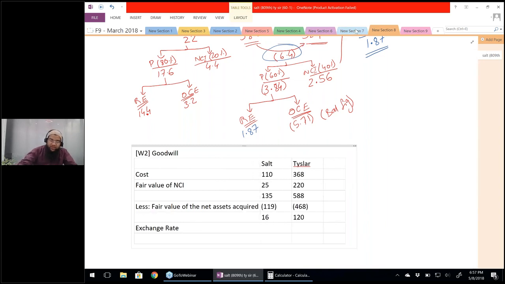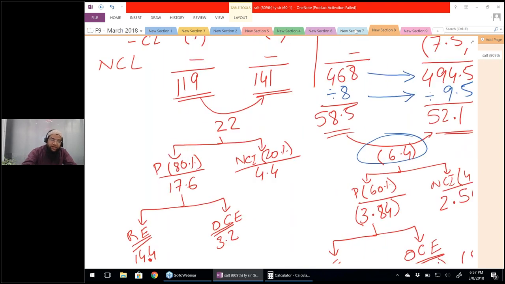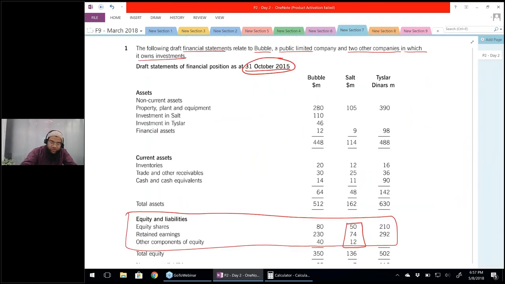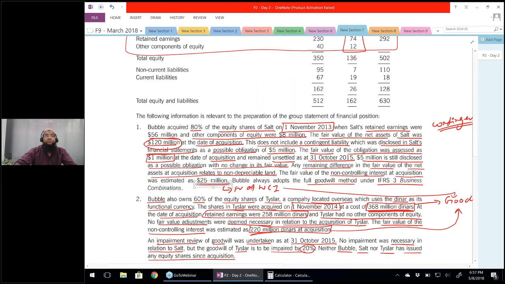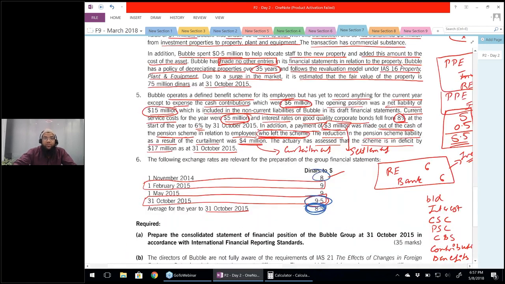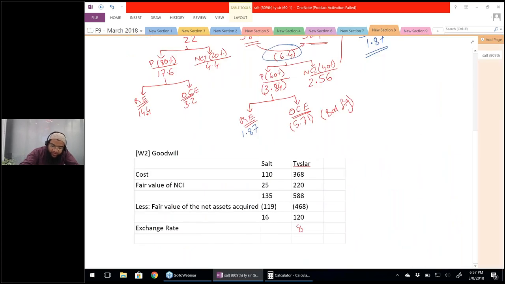For this, we say that you should be using both the rates: the rate at the date of acquisition, which was 8, and the rate at the balance sheet date, which is 9.5. First I am using the rate of 8 and then the rate of 9.5. But there is one more problem: the goodwill has also been impaired by what amount?